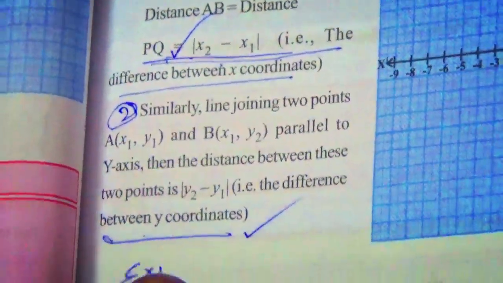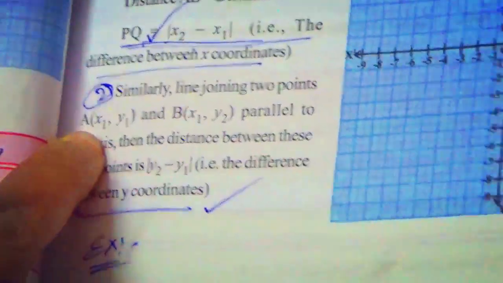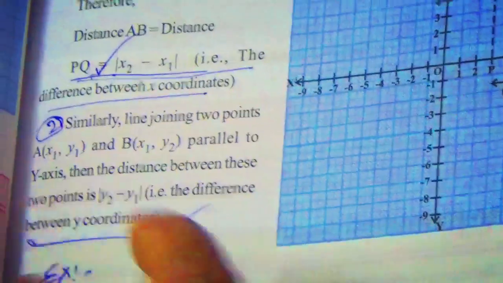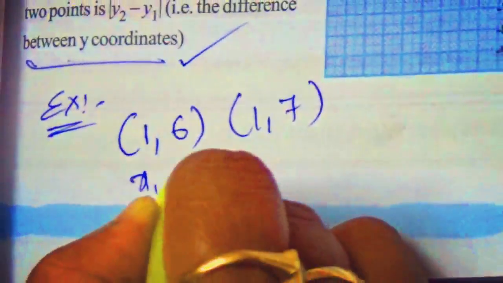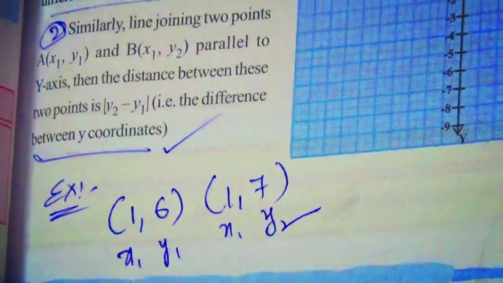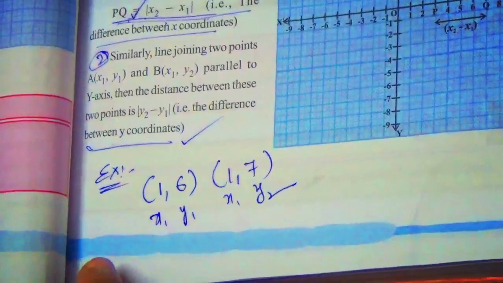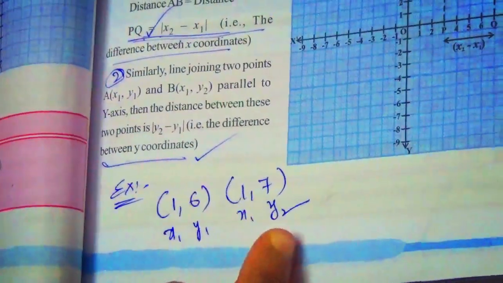And for this example, the x coordinates are the same. Look here: the example is (1, 6) and (1, 7). Here the x coordinates are the same. Then the formula is the modulus of y2 minus y1.